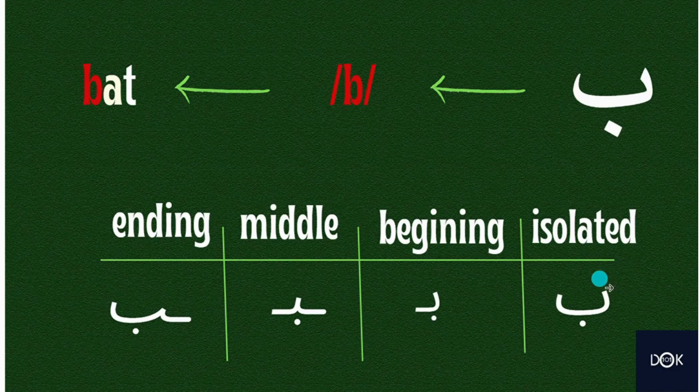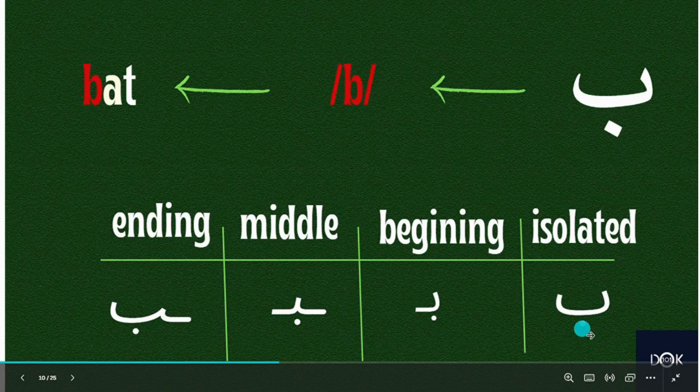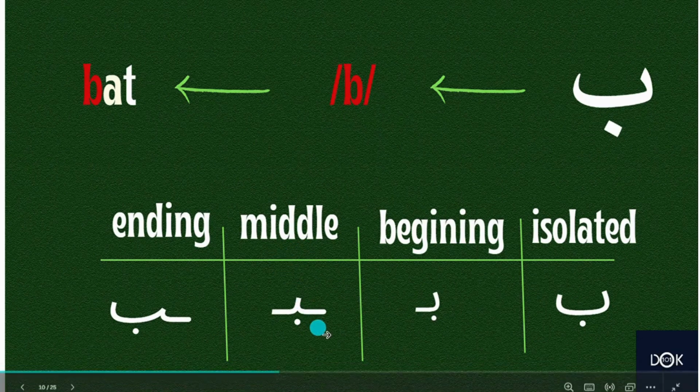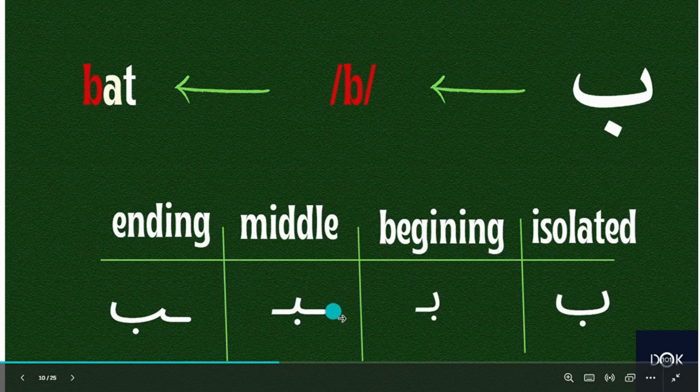When Ba is in an isolated form, it looks like a loop with a dot under it. When it is at the beginning of the word, it is a half loop which is connected to the letter after it. But when letter Ba is in the middle of a word, it will be connected to both the letters, that is the letter prior to it and the letter next to it. And when Ba appears at the end of the word, it will be connected to the letter prior to it, and sometimes it might not be connected to the letter as well.